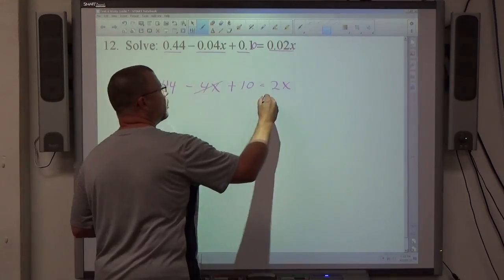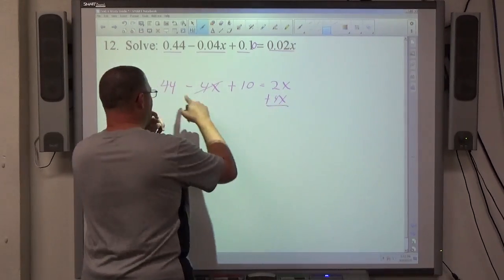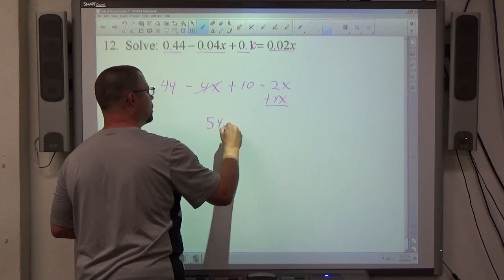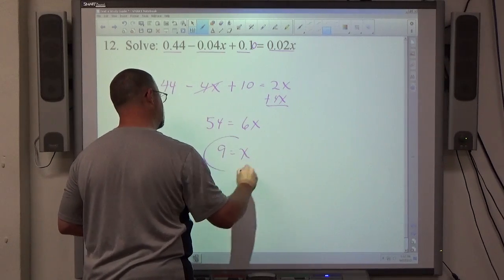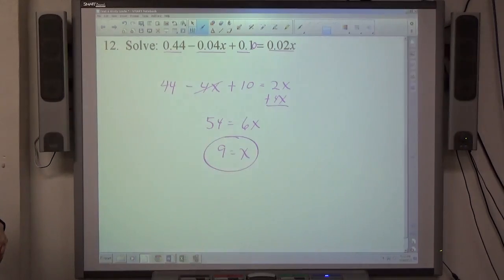Move the 4x over to the right, becomes positive. 44 and 10 make 54. 2x and 4x make 6x. Dividing by 6 gives me x equals 9.